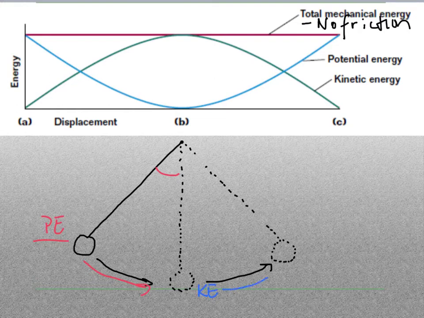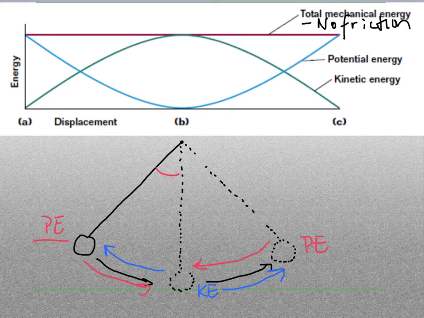And then it's going to keep swinging back up, converting all of that back into potential energy. Then the process will reverse, and it will keep going on and on and on until we stop it, or in the real world, friction would stop it. So that's what this graph is showing us here.